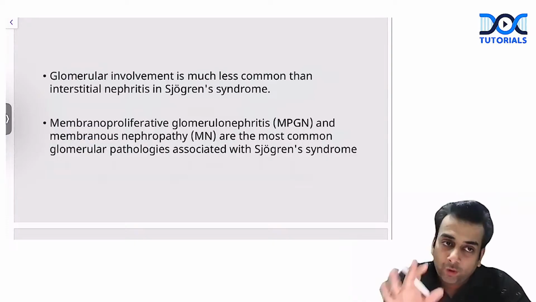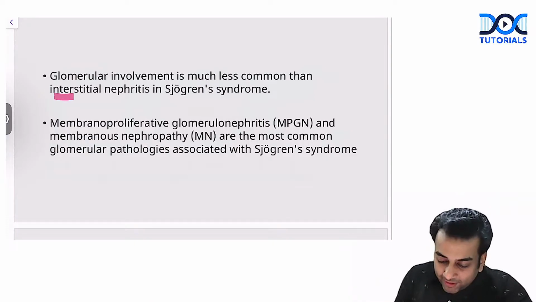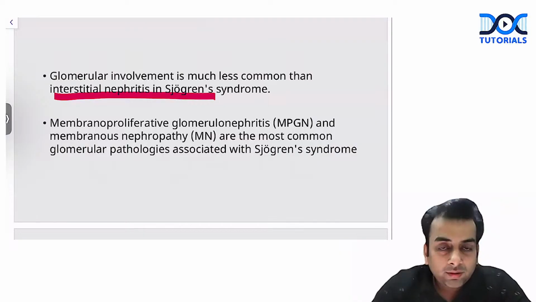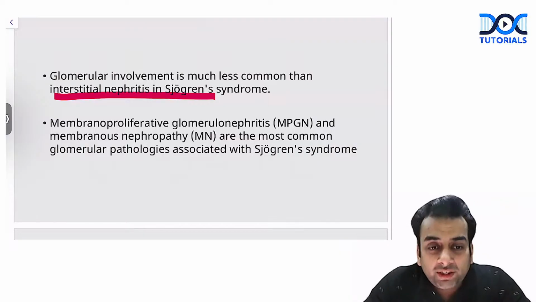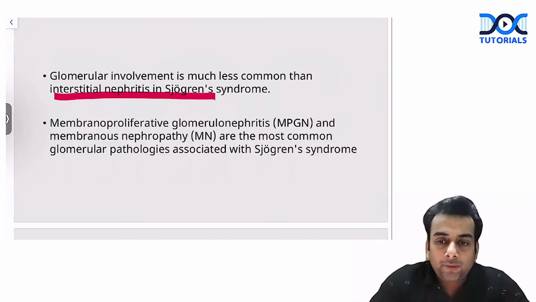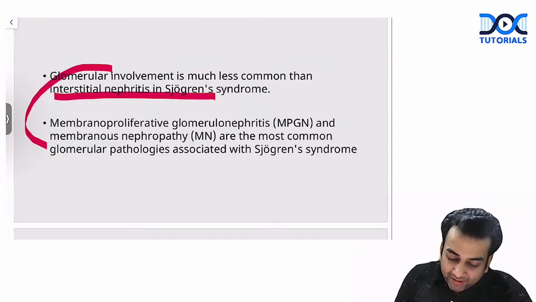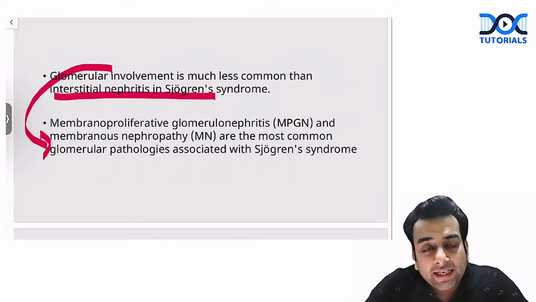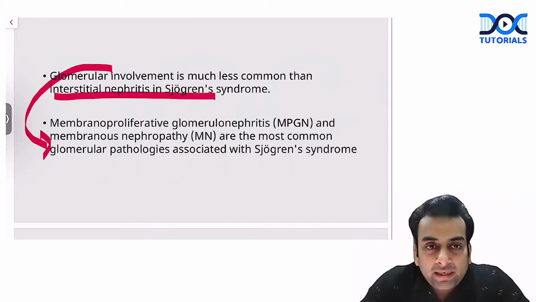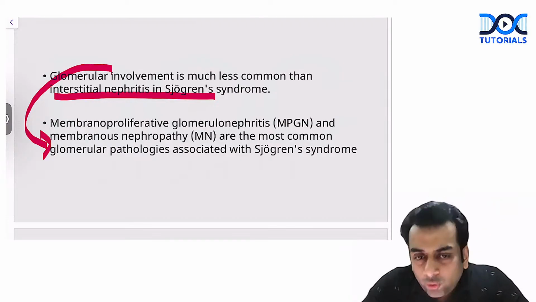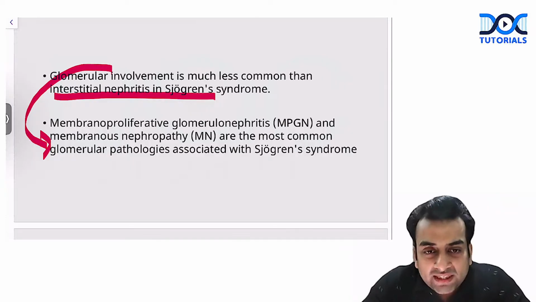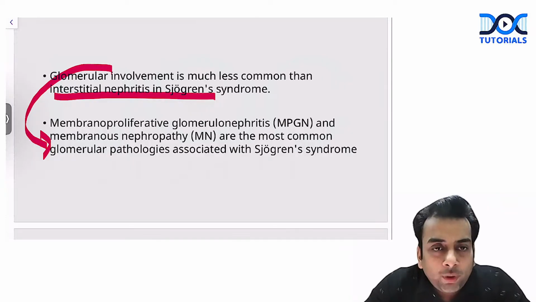Glomerular involvement, as I already told you, is less common, because the tubulointerstitial involvement is the main culprit. If there is glomerular involvement, there is MPGN pattern or membranous nephropathy that could be there as the glomerular manifestation of Sjogren's syndrome. In fact, most autoimmune diseases will have these two common glomerular phenotypes. Am I clear?